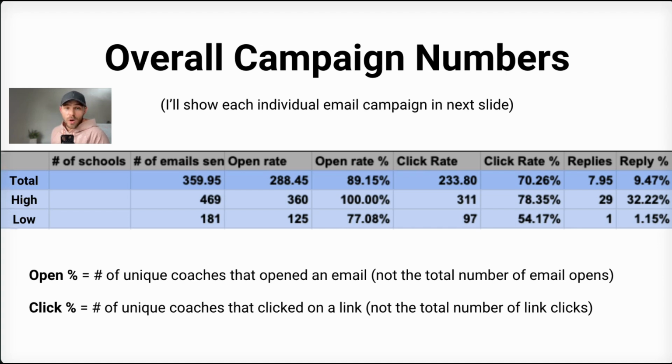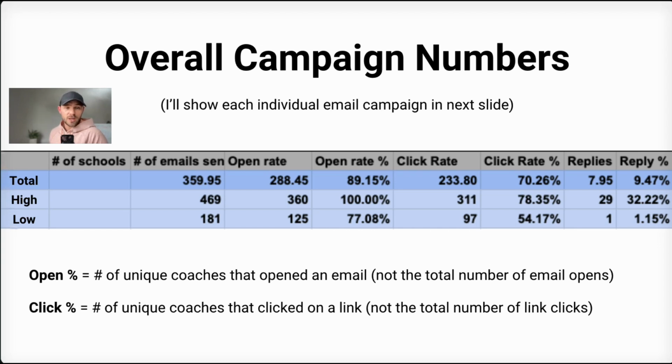You can see in one case, we had a campaign where every single coach that we emailed opened. That's incredible. And then on the low side, 77, which again, is very, very high. To get that much exposure, you'd be hard pressed to get that exposure at like a showcase or a camp. It's just not going to happen. And that's the power of email if you know what you're doing.